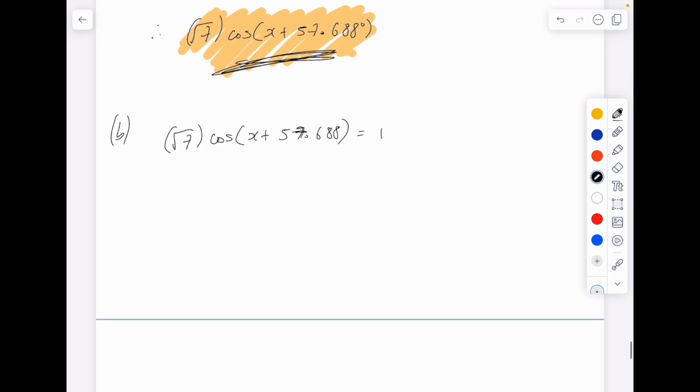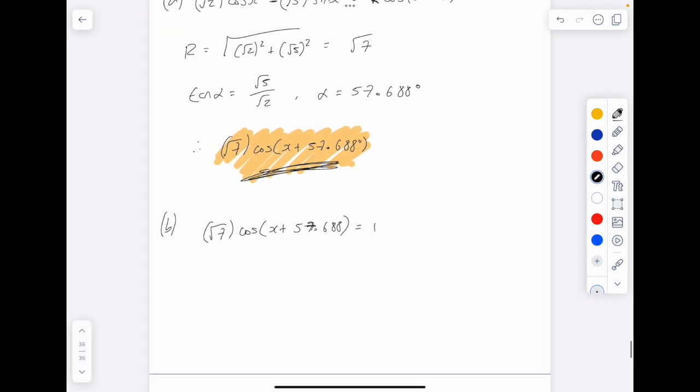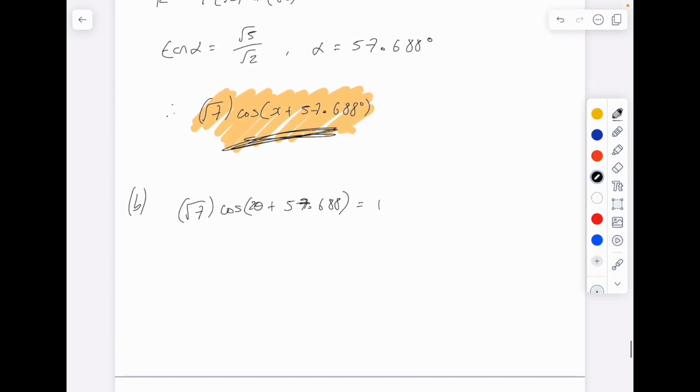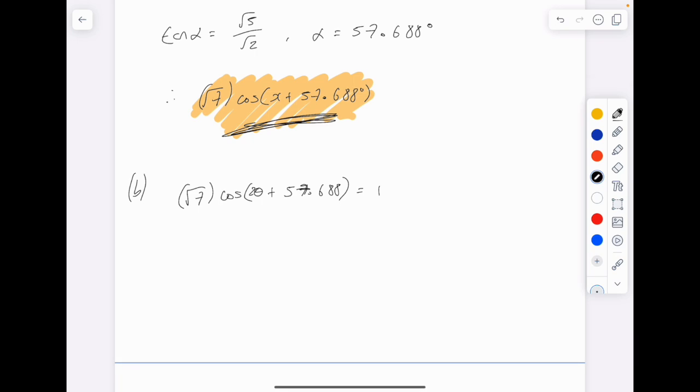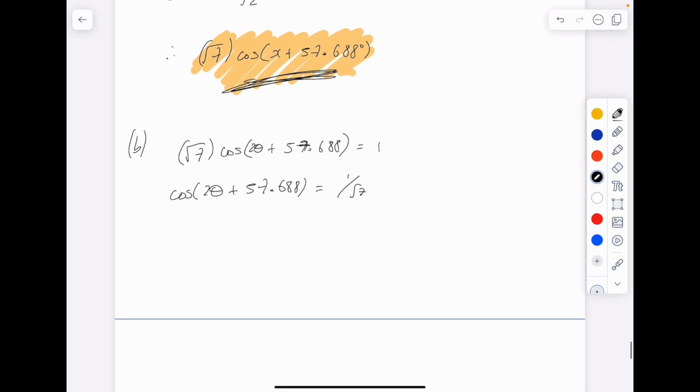Therefore, what can I say? Well, in this case, actually, it's going to be 2 theta. So I can say that cos(2 theta plus 57.688) is equal to 1 over root 7. Now I'm going to say, let alpha equal 2 theta plus 57.688.